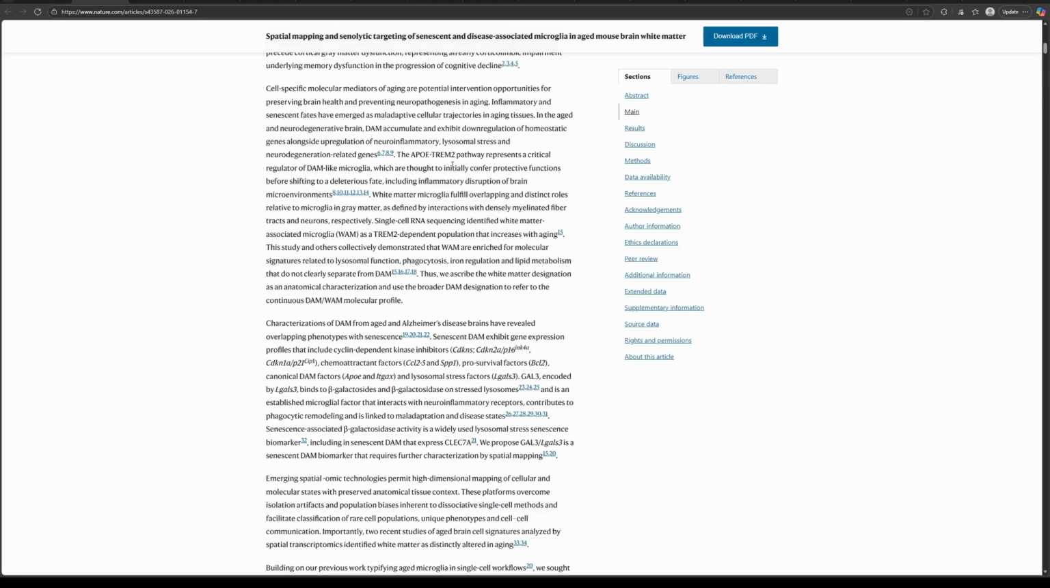The whatever this is called pathway represents a critical regulator of DAM-like microglia, which are thought to initially confer protective functions before shifting to a deleterious fate, including inflammatory disruption of brain microenvironments. I'll be honest, I don't know what that means. I don't know what this pathway is. This is the first time they're mentioning it. What is the apoTREM2 pathway?